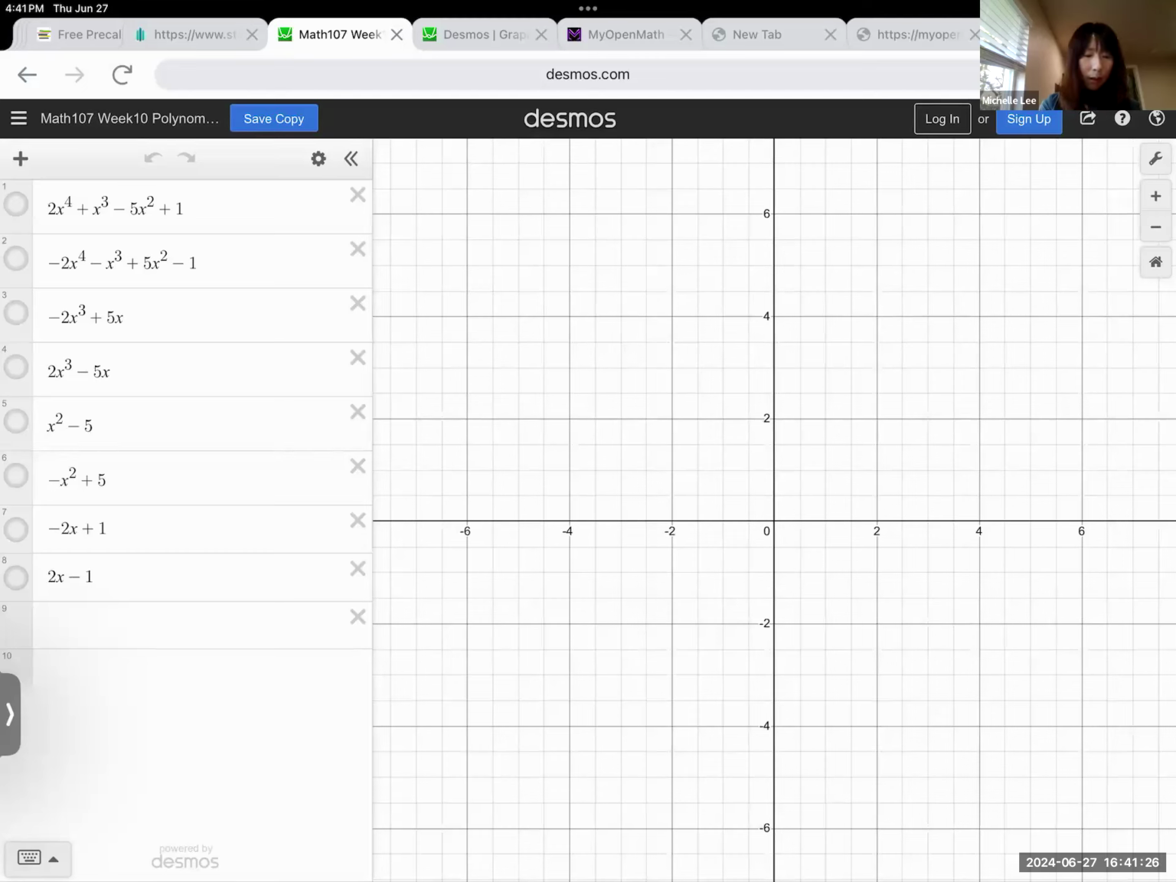Okay, let's click this one, 2x to the 4th power. Yeah, so the end behavior goes to positive infinity, right? I cannot annotate from here. So the end behavior goes both arms up, right? Can you see that?